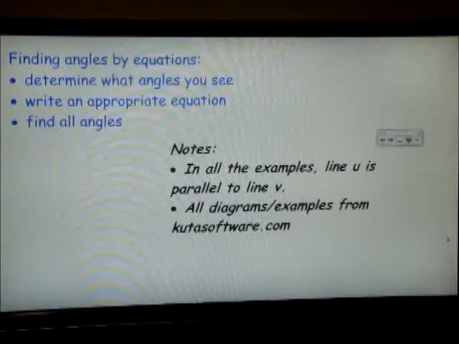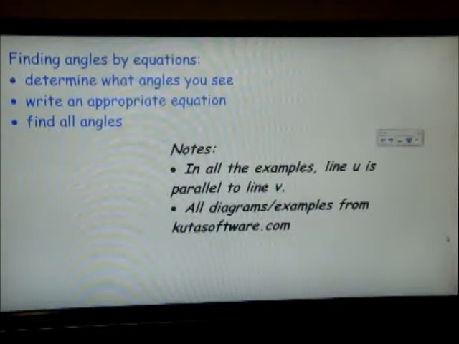First, you're going to figure out what angles you see. Are they corresponding? Are they same side exterior? What are they? Then you're going to write an appropriate equation. Remember, the angles are either congruent or equal, or they add up to 180, and then we're going to find all the angles. Just a couple notes, in every diagram I do need to tell you that line U is parallel to line V. And I used this website, kudasoftware.com. They have some sample questions that you can use as well if you want to use that as a resource.